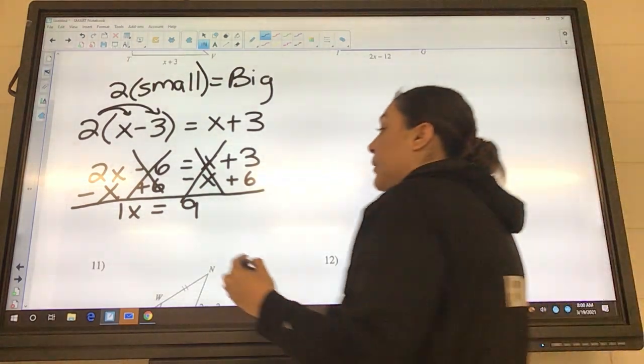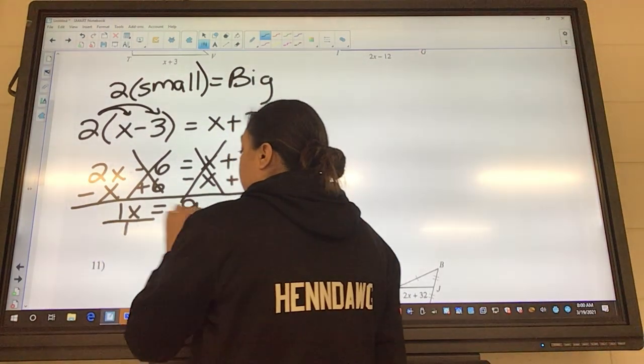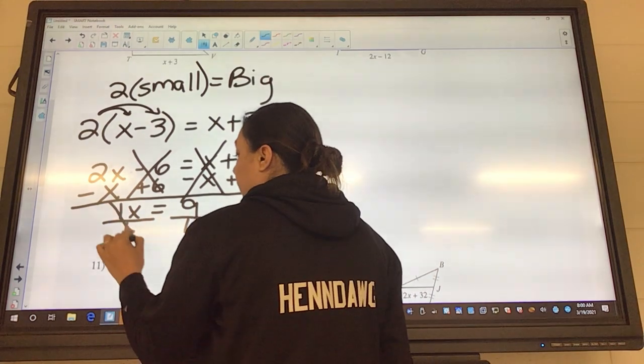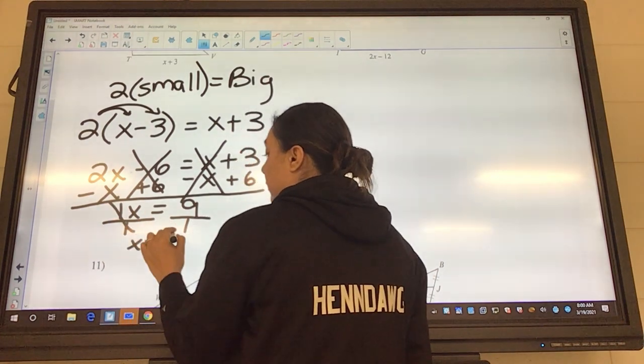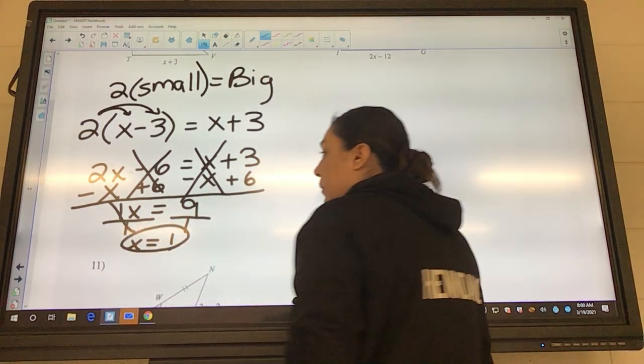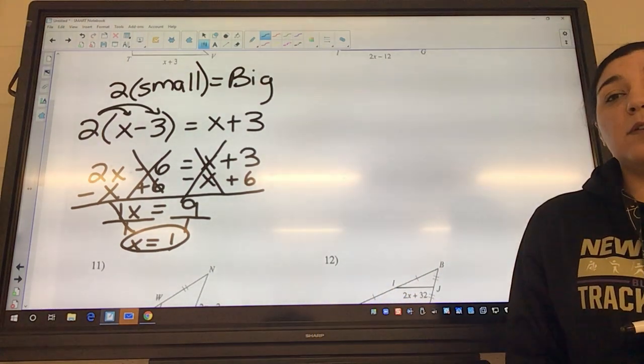Okay, and your last step is always going to be to divide at the end. So divide by 1. So you're going to have x equals 9 divided by 1, which is 9. Okay, and so we've solved for x.